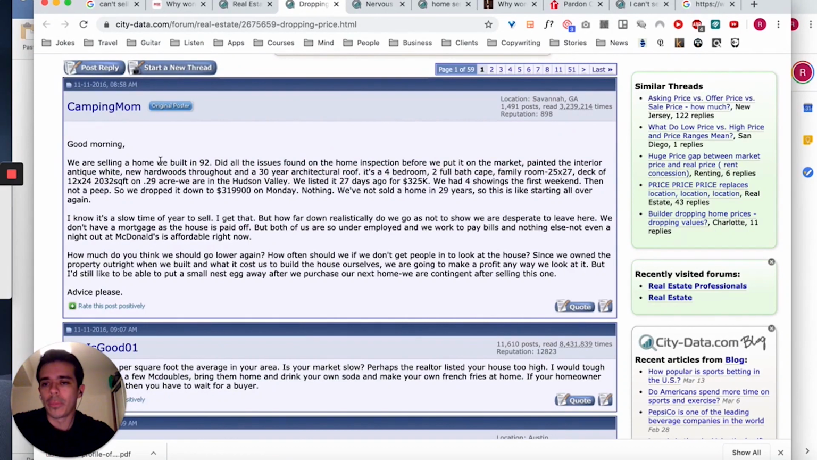So that's what she's done here. She did all the stuff too, full bath cape, family room, right? And it's cool, you know, like you don't just say you spent all this money on renovations, just spell it out. Be very specific about, like, we took our time, painted the interior antique white, new hardwood floors, 30-year architectural roof, guaranteed this, guaranteed that. It's a 4-bedroom, 2 full bath cape, went all out on the deck. It's basically the perfect property to sell. So why won't it sell?